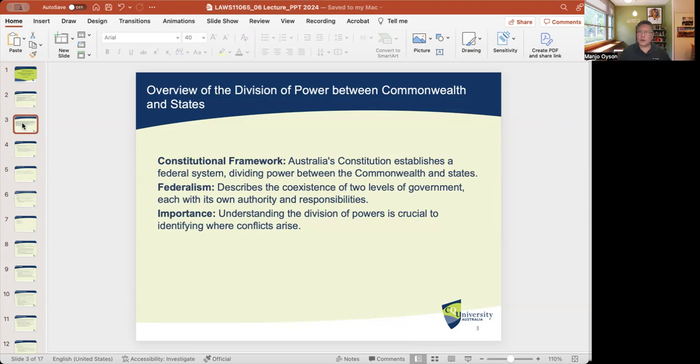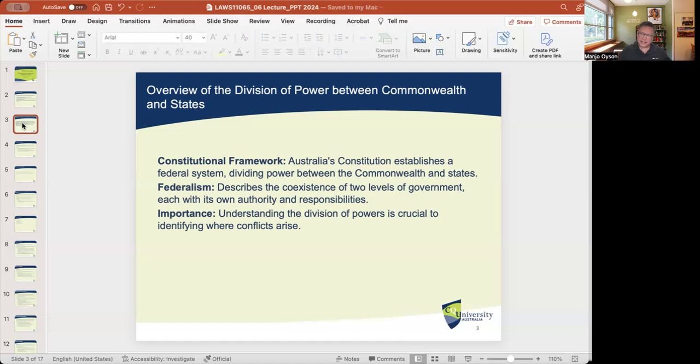And as we know, prior to the Engineers case, what it essentially meant was that the High Court was very cognizant of the need, in a sense, to protect the ambit of power of the state parliaments, because prior to federation, the states had supreme authority to pass laws on any subject that it liked, for as long as it applied solely within the state.